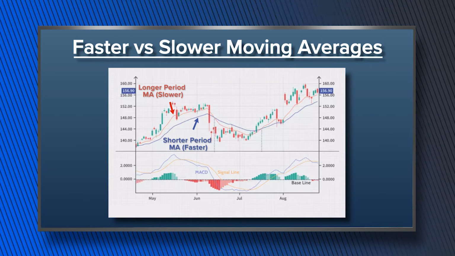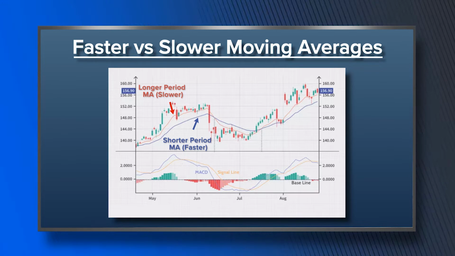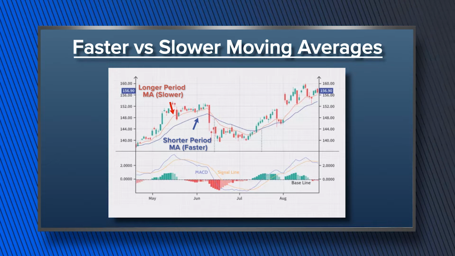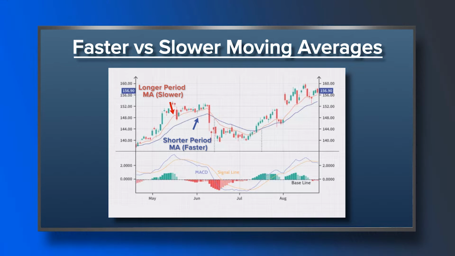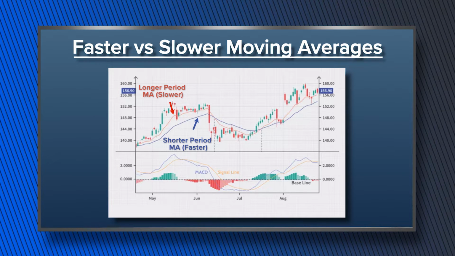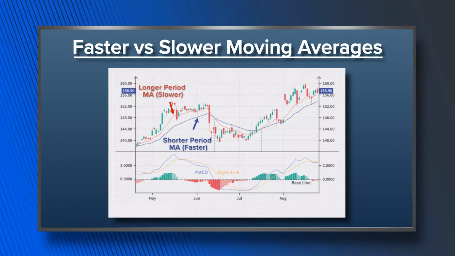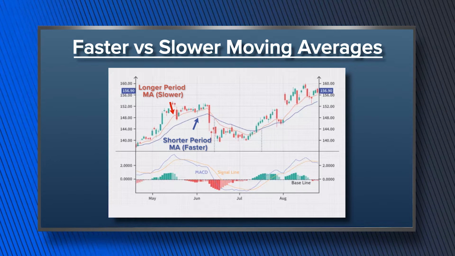There are faster moving averages and there are slower moving averages. When you're averaging out a longer period of time, like 50 days, it's going to move slower than a moving average that averages out 10 days. The one that averages out 10 days is a smaller sample, and it's going to be more sensitive to the price movement of a stock.